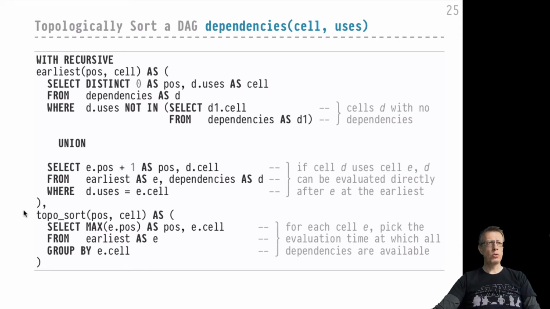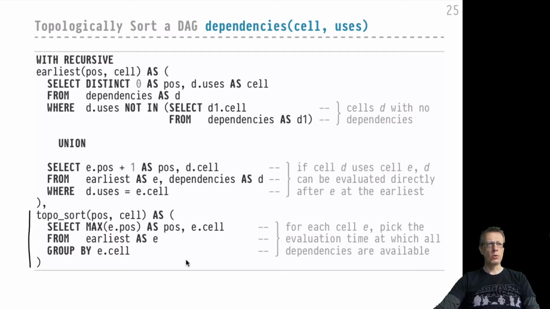So finally, a topological sort can be derived from our earliest table by just considering, for each cell, the latest point in time that we have recorded for its possible evaluation. We are looking at the latest point in time because then it's safe that all the dependencies for that particular cell are available now. This would be the safe point in time to consider the evaluation of cell e.cell, and that defines our topological sort.